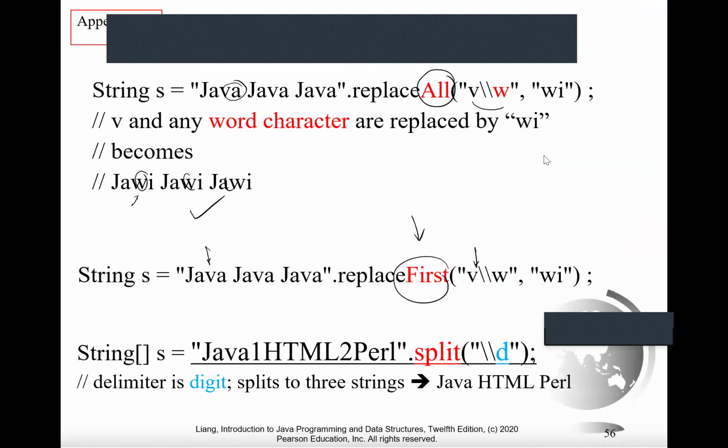So V and any word character. W means word character, right? So that means two characters will be replaced with W. It's a very powerful feature, right? The same thing we are doing, but it's only for the first one and then not the second one. So Jawa and then Java and Java, right?